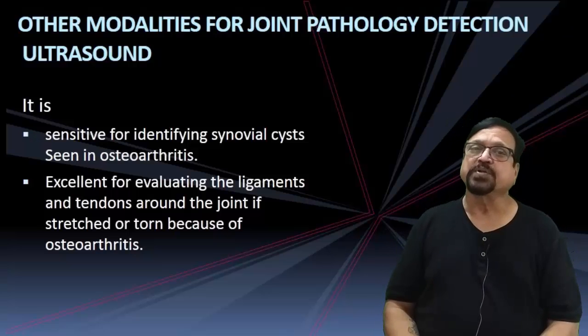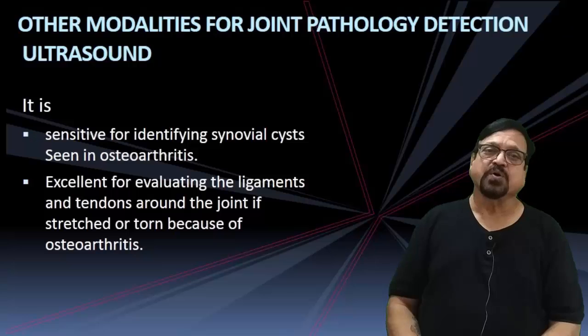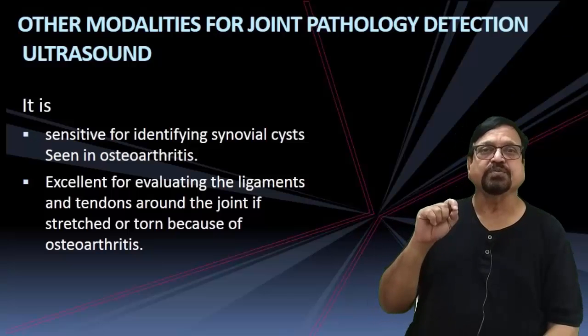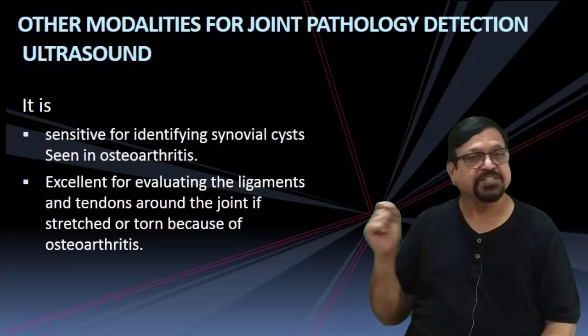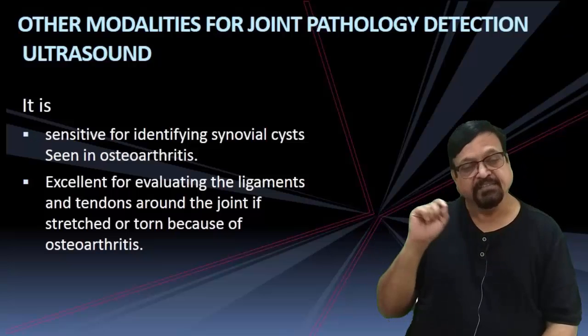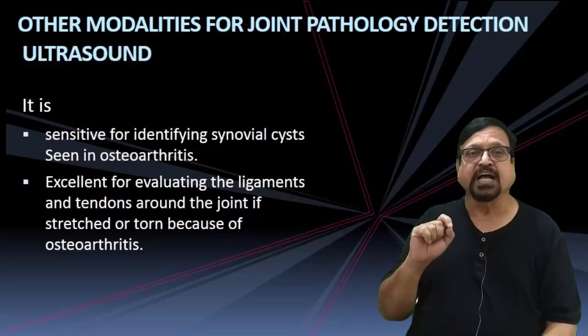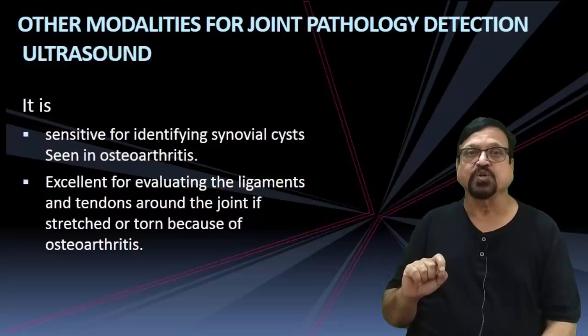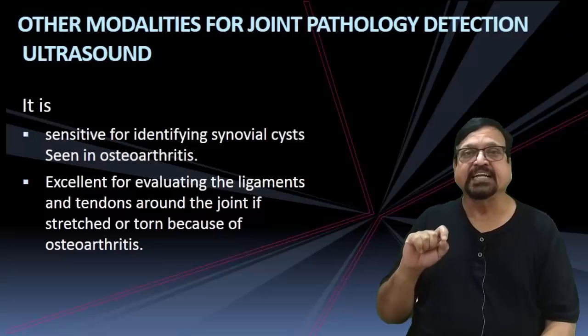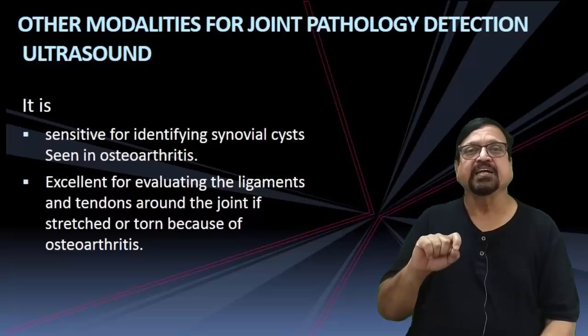Does ultrasound have any role in it? Ultrasound has a limited role and it is always secondary. It is sensitive for identification of synovial cyst that is not seen on plain X-ray. Number two, joint effusions. If effusion is there, we get a good window and we can assess the articular surfaces also. And it is excellent in evaluating ligaments, tendons and surrounding structures.